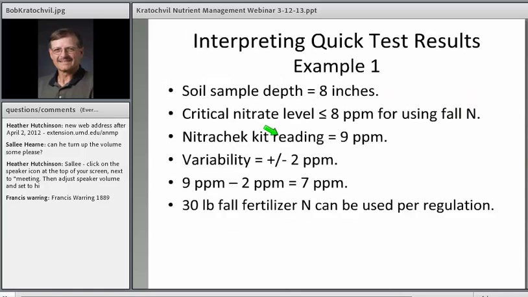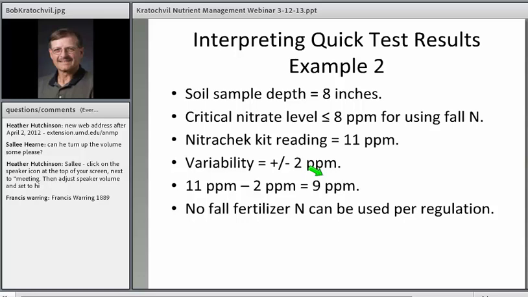So based upon that, if you are using the quick test or the nitrate kit for determining your fall nitrate level, and if you're using an 8-inch sample, I've got a couple of examples here. Of course, our critical nitrate level is less than or equal to 8 parts per million for using fall N if you have an 8-inch sample. And we have a reading of 9 parts per million. Now the variability is plus or minus 2 parts per million. You want to err on the side of caution, so you're going to subtract that 2 parts per million from the 9 that you've got. And you're going to have 7 parts per million, which indicates that 30 pounds of fall fertilizer nitrogen can be used per the regulation.